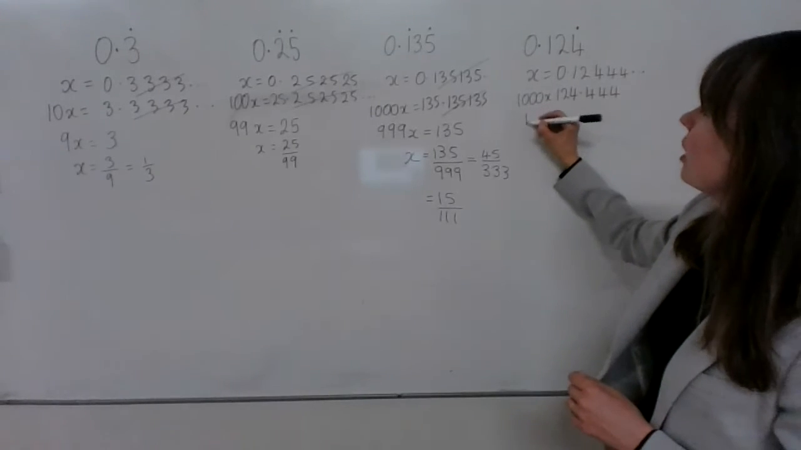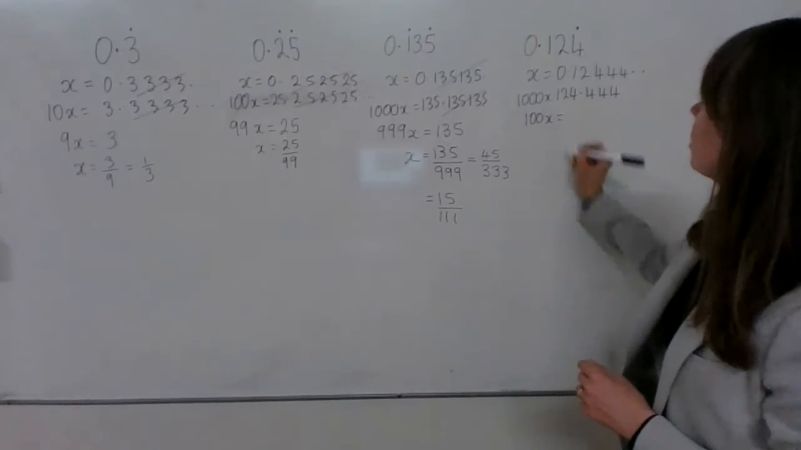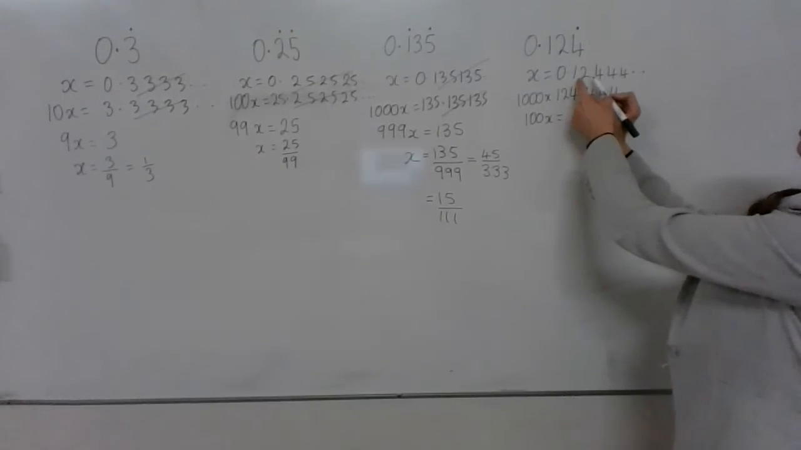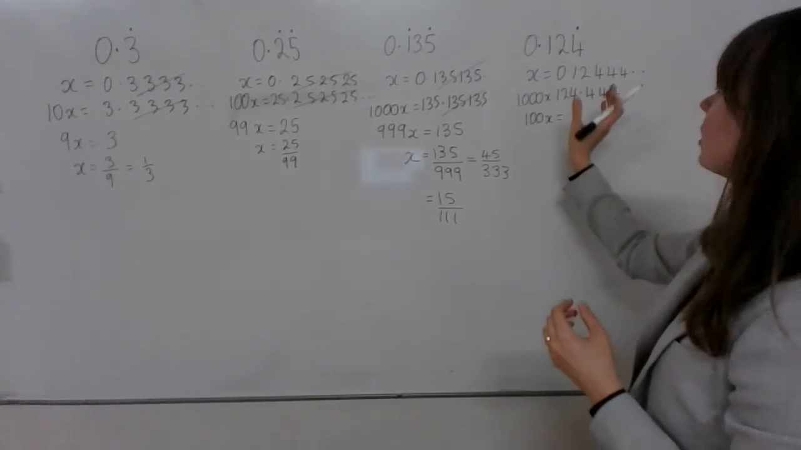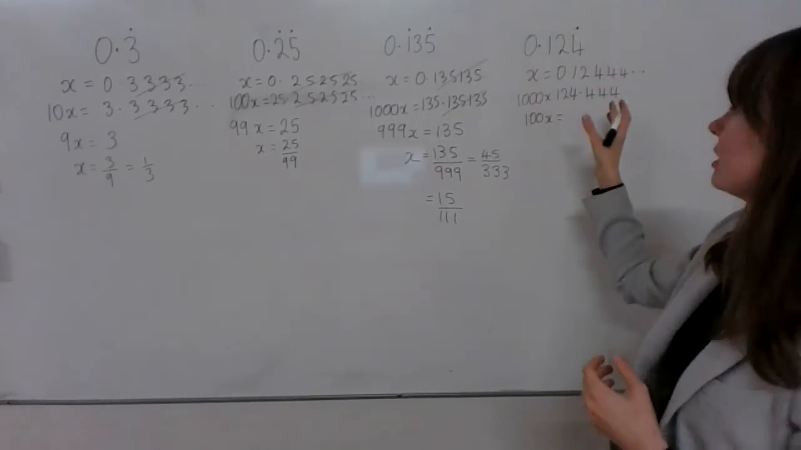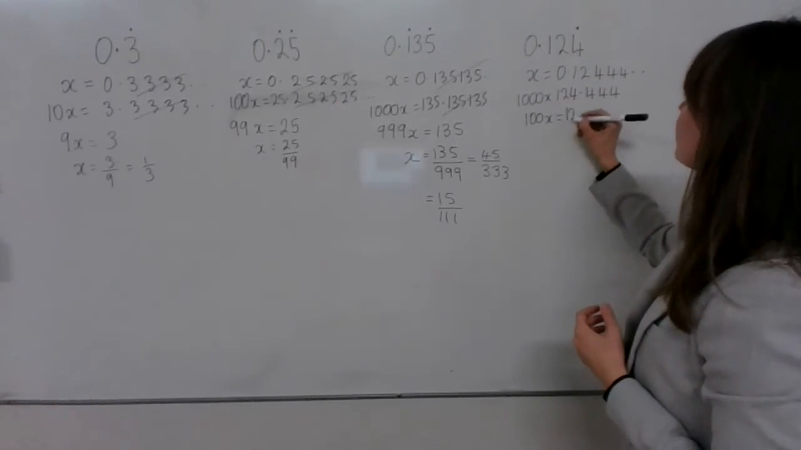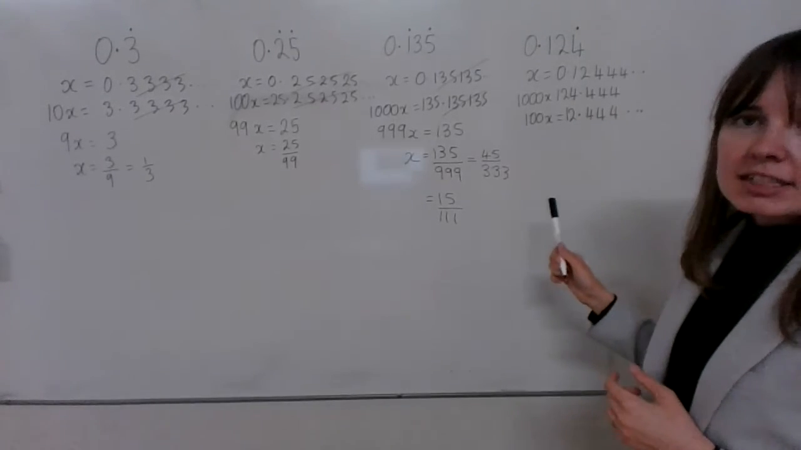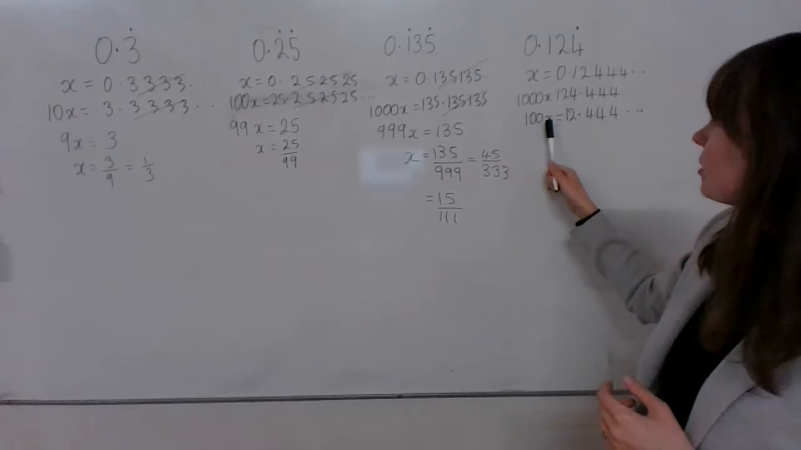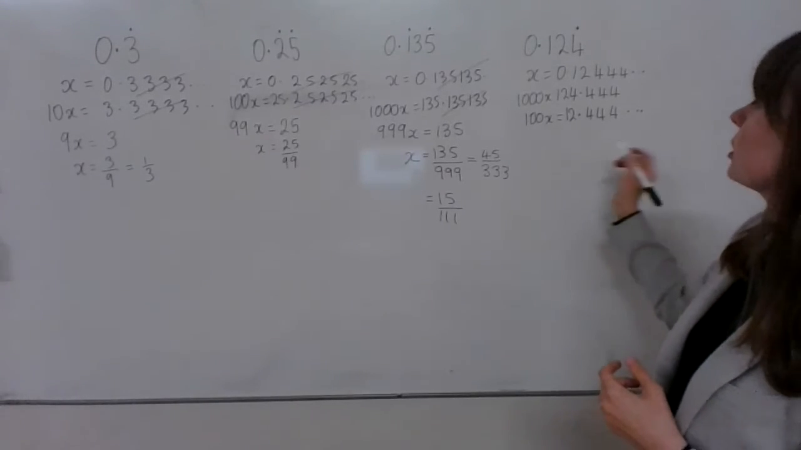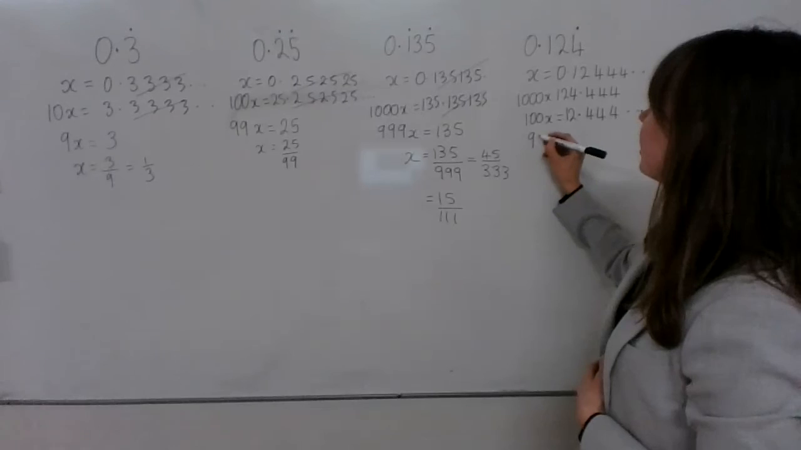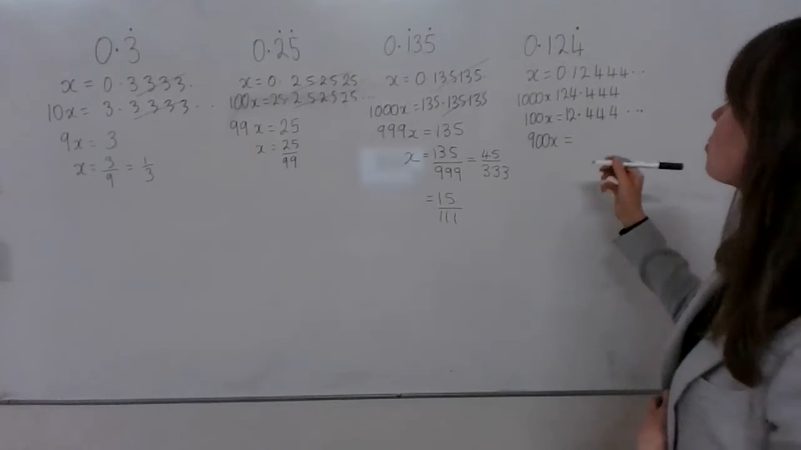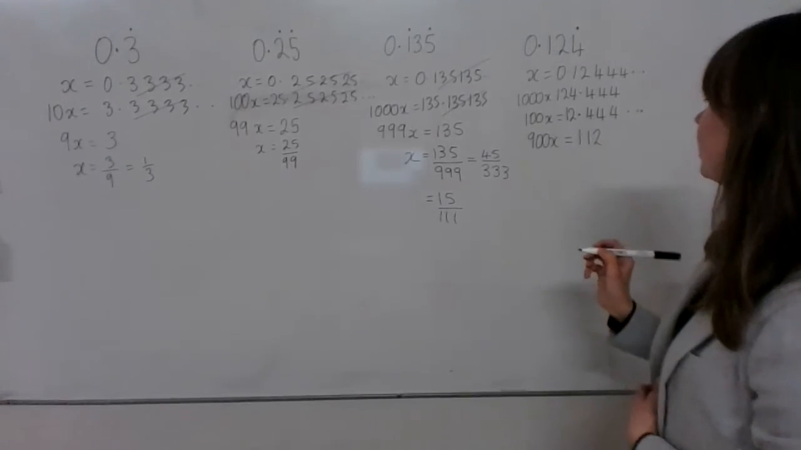So I'm going to try finding 100x, because I want to shift these digits, the 1 and the 2, places to the left, so that I've only got 4s in the decimal places. So 100x will be 12.444, and so on. And now I can see that if I subtract 100x from 1000x, then the 4 recurring will cancel out. So that gives me 900x equals 124 minus 12, which is 112.